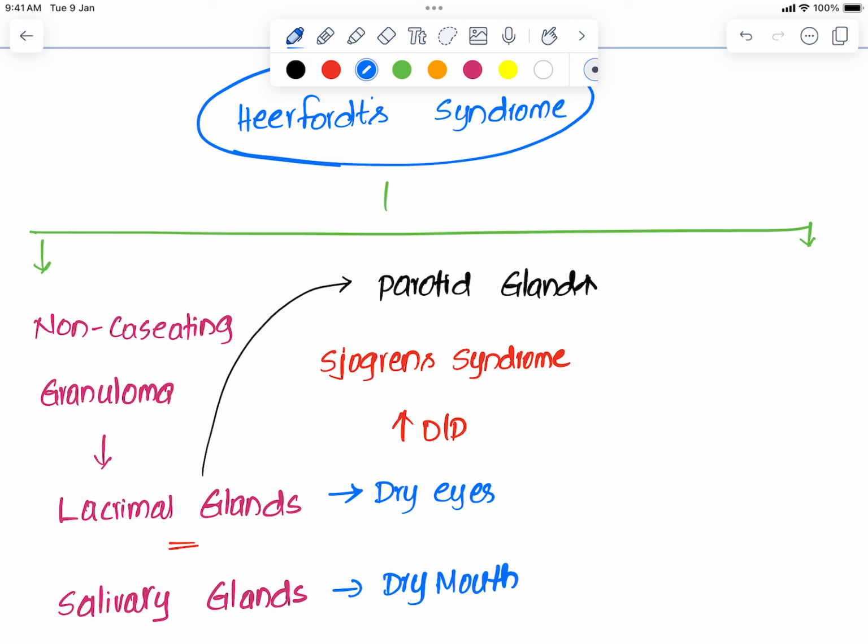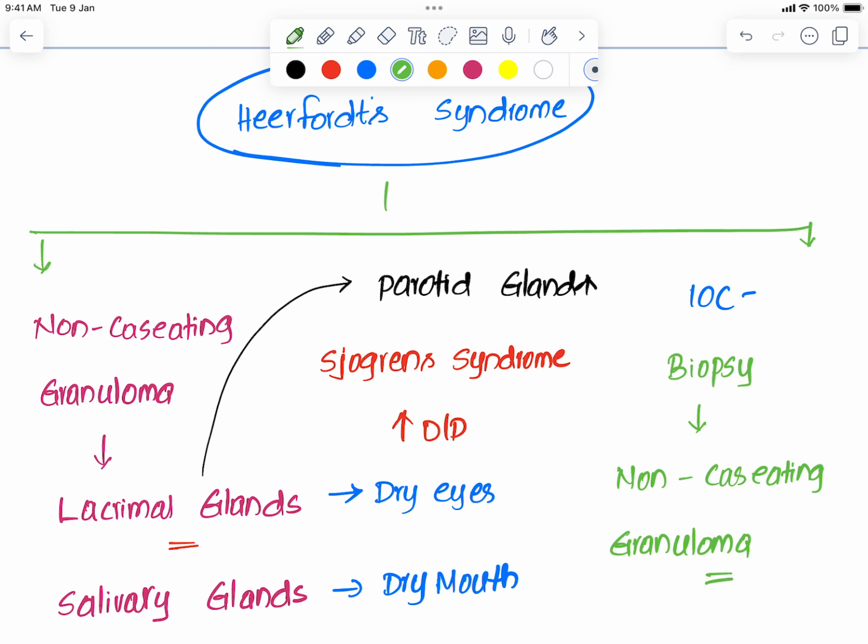Now, how will you diagnose Heerfordt syndrome? What will be the investigation of choice? The investigation of choice will be biopsy. You need to take a biopsy of either the lacrimal gland or salivary gland, and that will demonstrate the presence of non-caseating granuloma.